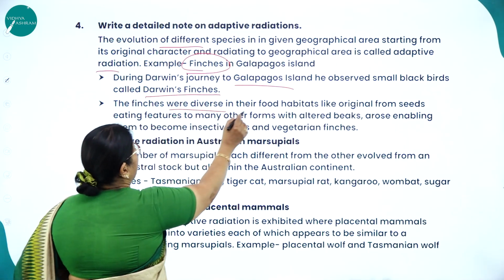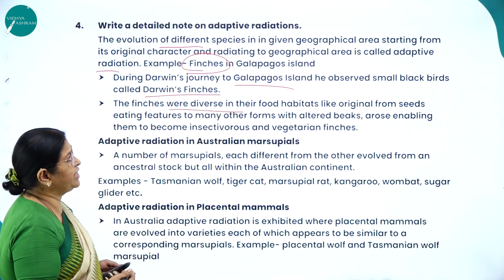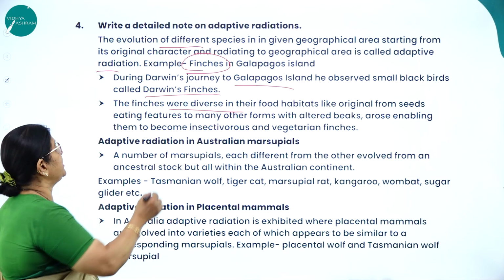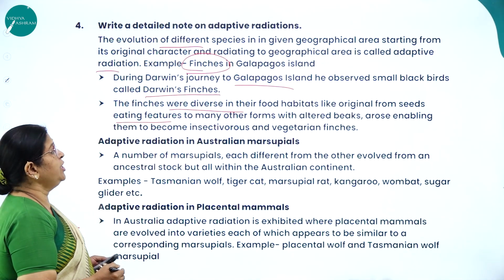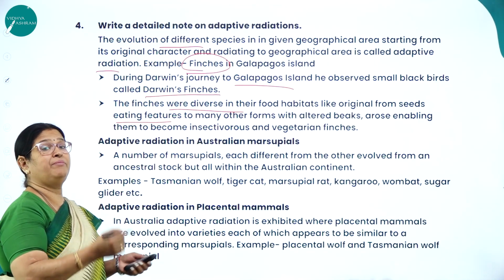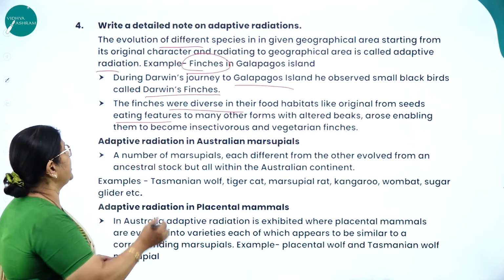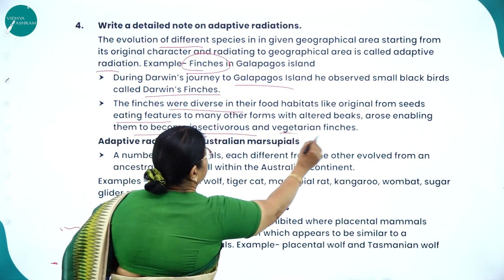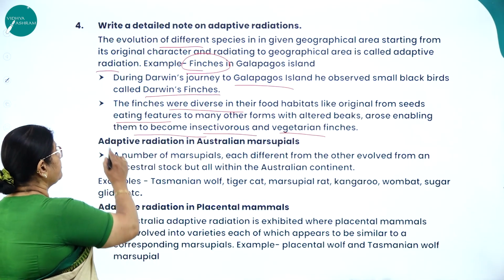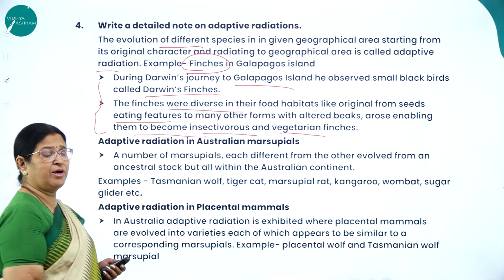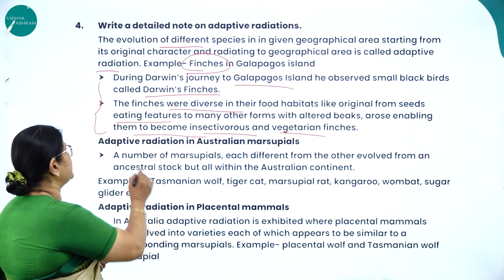The finches were diverse in their food habits. Originally from a seed eating feature, they had many other forms with altered beaks. So day by day an altered beak arose, enabling them to become insectivorous and vegetarian finches. So this was one example for adaptive radiation. So what is the next example?